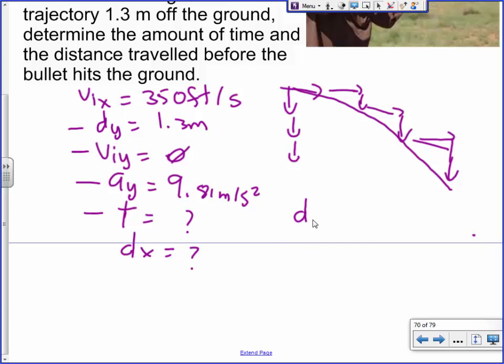So the distance this bullet will fall in the y direction will be equal to the velocity initial of the bullet in the y direction times time, plus 1/2 of the acceleration, again, in the y direction times t squared.